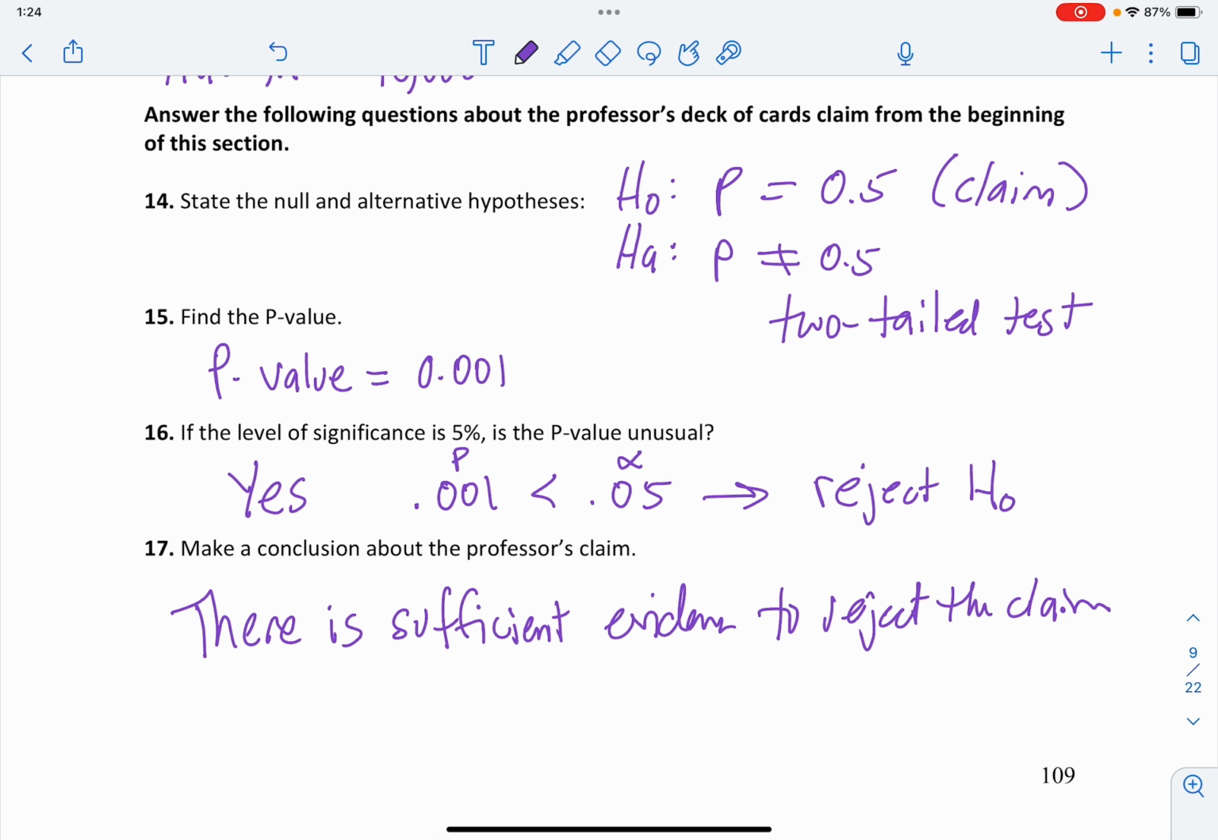I mean, there could be an error here. I mean, that actually could happen. The professor could be correct, and then we just happen to get 10 red cards in a row, right? So there is possibility for error here. However, logically speaking, it's more likely, a lot more likely, that the professor's claim is false based on our sample. So that's what we're going to go with.